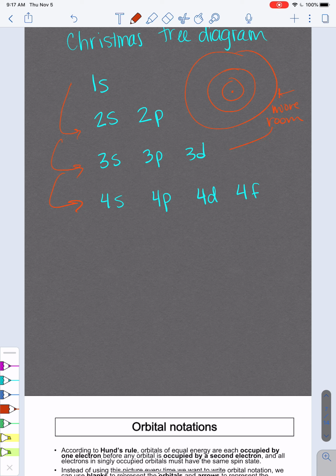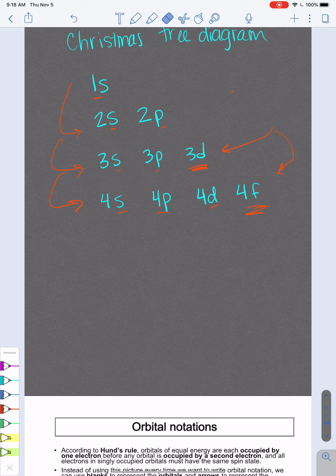So when you have more room, you can hold that D orbital. And then again, on the fourth orbital, you have enough room to hold the F orbital, okay? So that's why, on the first level, you only have room for a circle. You don't have room for anything else. On the second level, you have room for an S and a P. On this third ring, you have room for S, P, and D. And then on the fourth ring, you have room for all of them, okay?